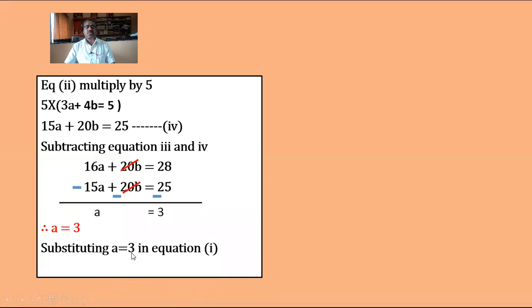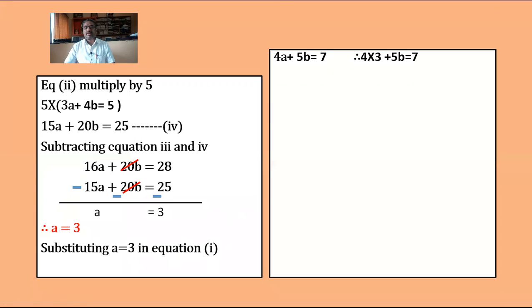Substitute the value of a is equal to 3 in equation 1 or 2. Here, substitute the value of a is equal to 3 in equation 1. a ची किंमत 3 आहे, ती समीकरण 1 मध्ये ठेवू. 4a plus 5b is equal to 7. This is equation number 1. A replaced by the value 3. 4 multiply 3 plus 5b is equal to 7. Therefore 4 3s are 12 plus 5b is equal to 7. 12 goes to the RHS side, then we get minus. Therefore 5b is equal to 7 minus 12. Therefore 5b is equal to minus 5.